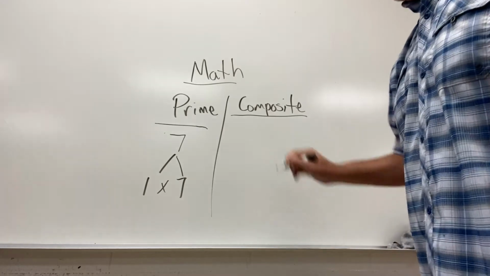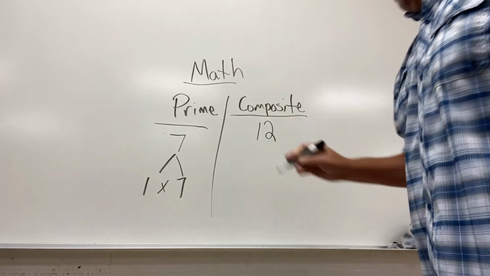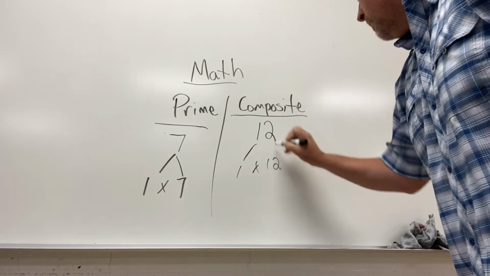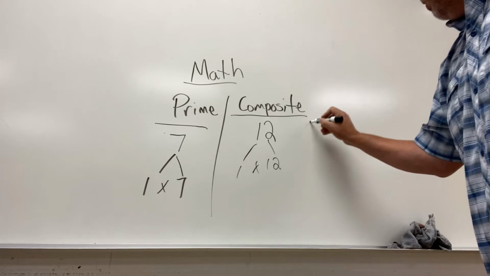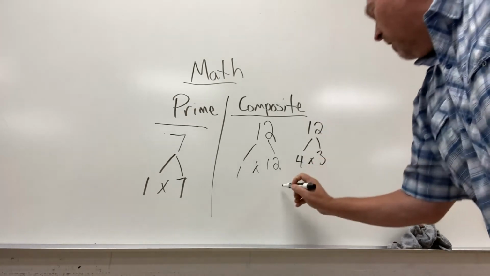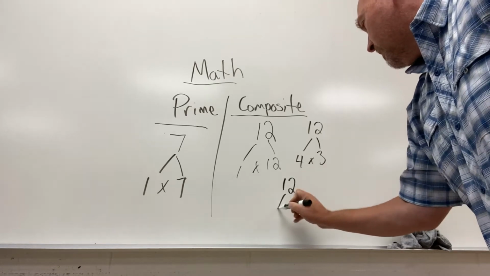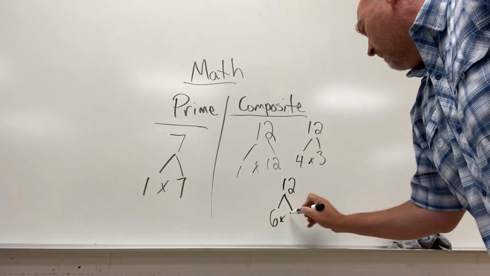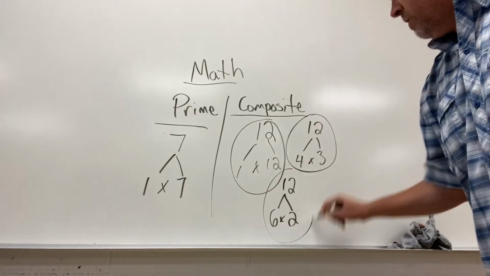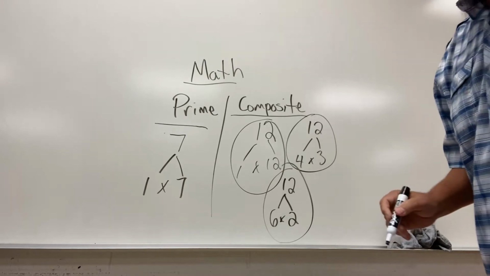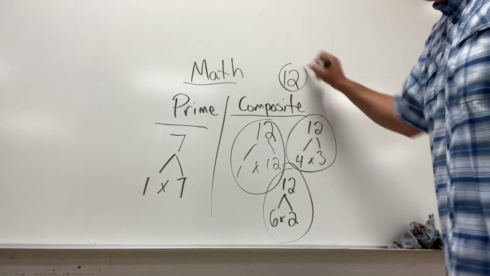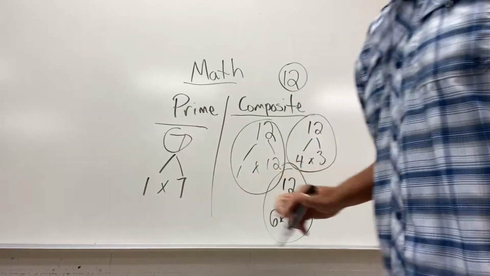So if I take the number 12, for example, I can make 12 by 1 times 12, but I can also make 12 with 4 times 3. I can also make it with 6 times 2. So we can see that this has 3 different ways of making the number 12. Hence, because of that, the number 12 would be composite. The number 7 would be prime.